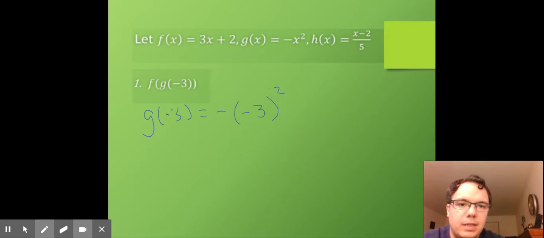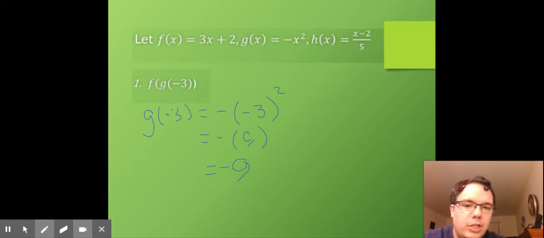So I have the opposite of x squared. Notice I kept the opposite out front. And then I have negative 3 squared. So we're going to get the opposite of 9. And the opposite of 9 is negative 9.